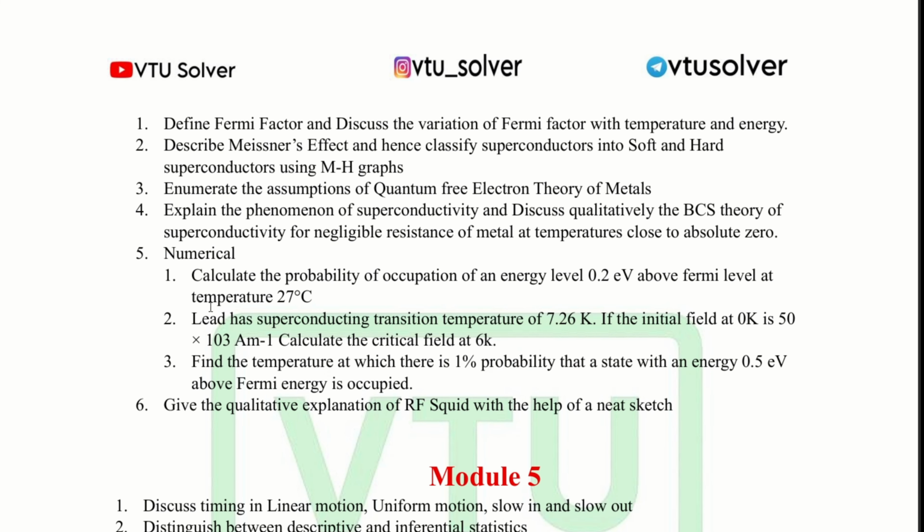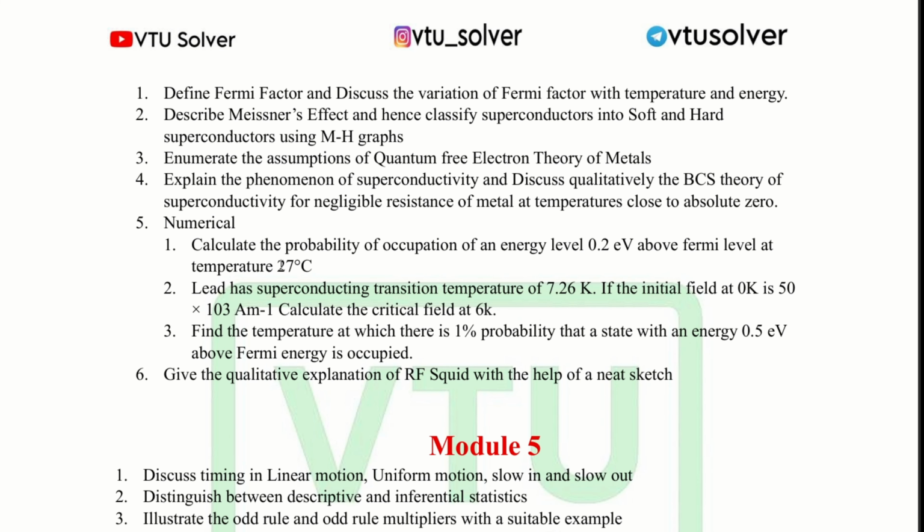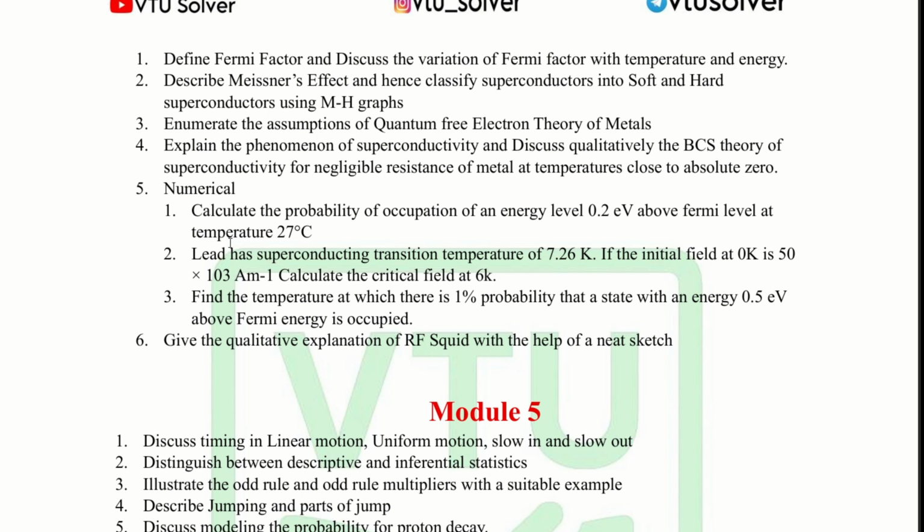And the fifth question is numericals. The first numerical is calculate the probability of occupation of an energy level 0.2 eV above Fermi level at temperature 27 degrees Celsius. The second numerical is lead has a superconducting transition temperature of 7.26 Kelvin. If the critical field at 0 Kelvin is 50 into 10 to the power 3 ampere per meter, calculate the critical field at 6 Kelvin.